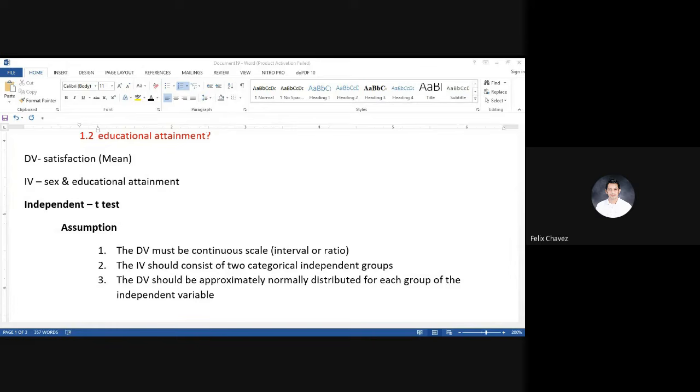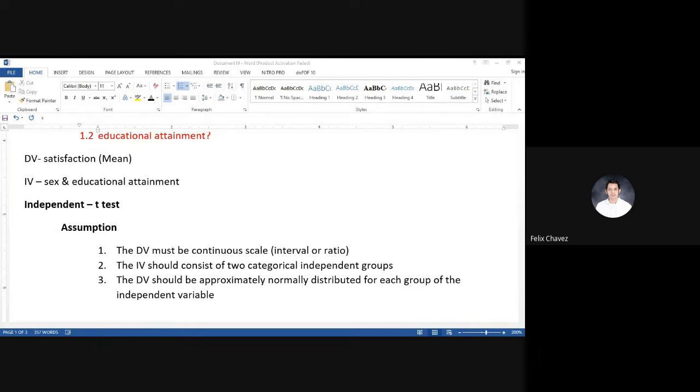Our dependent variable is the satisfaction of customers. And we measure that one using mean. So if that is a mean, then we consider that dependent variable as continuous. It is interval or ratio in measurement. Okay, that's continuous. When I say continuous variable, it can be interval or ratio. So always consider that. So we wanted to compare the means of two unrelated groups.